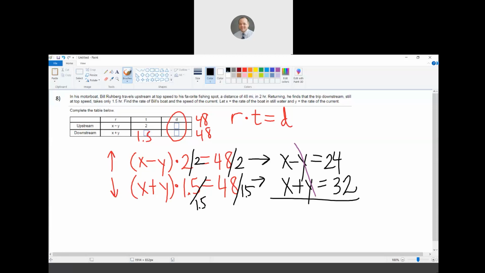Combine what's left over, giving us 2x equal to 56. Let's divide both sides by 2. X is equal to 28 miles per hour. This speed or rate represents Bill's speed.